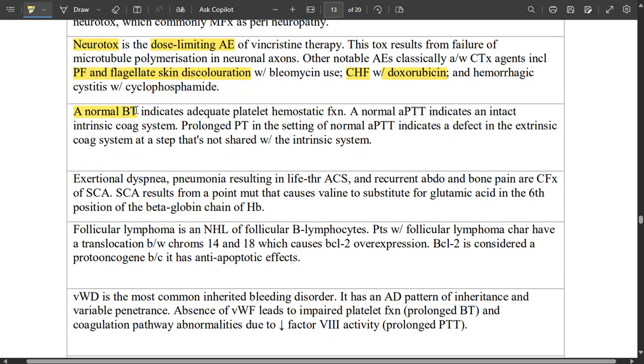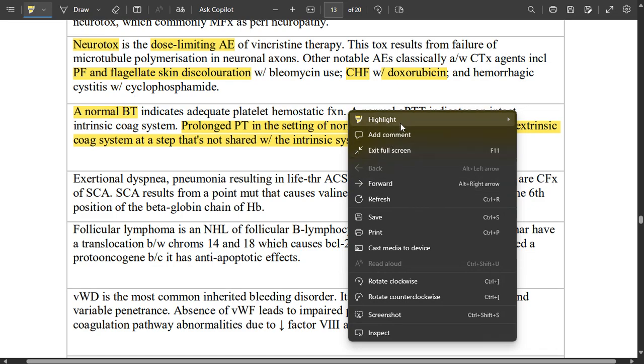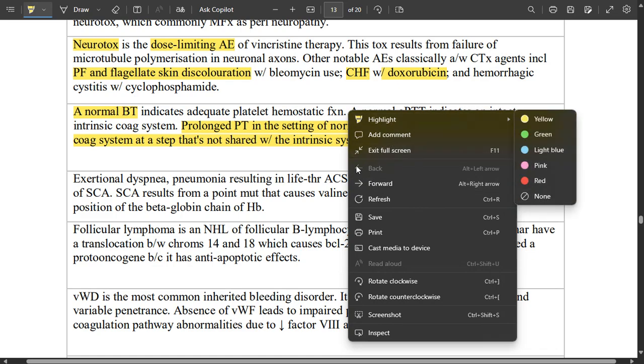A normal bleeding time indicates adequate platelet hemostatic function. A normal aPTT indicates an intact intrinsic coagulation system. Prolonged PT in the setting of normal aPTT indicates a defect in the extrinsic coagulation system at a stage that is not shared with the intrinsic system. This is a very understandable point. Let's move on to the next point.